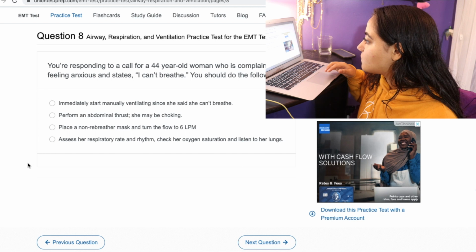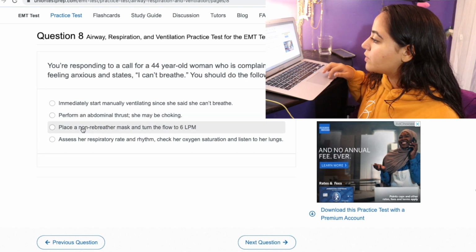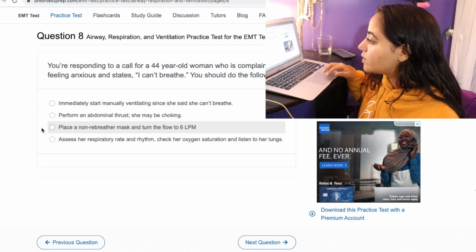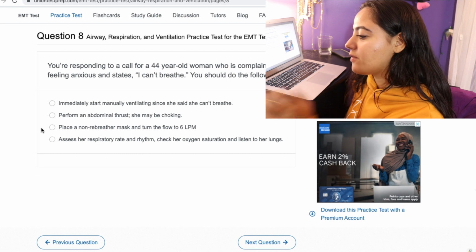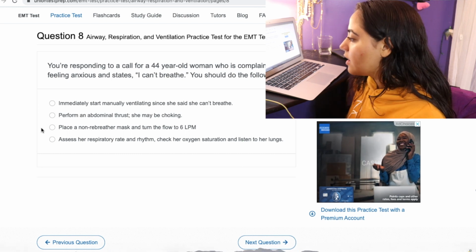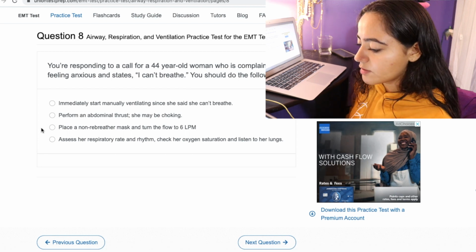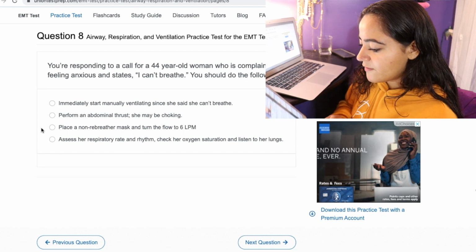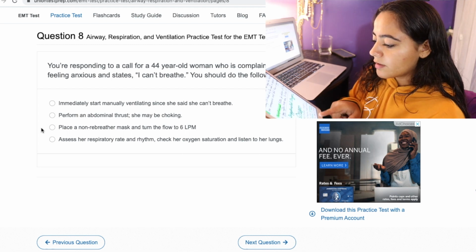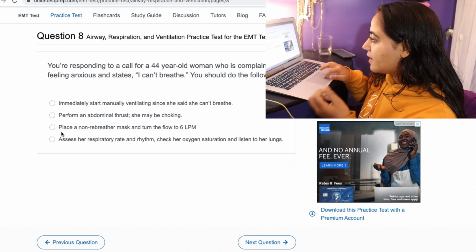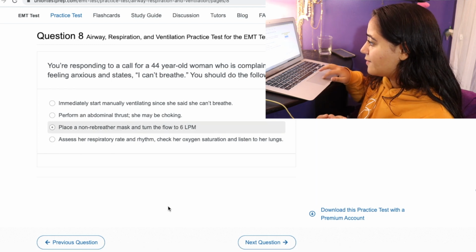I'm gonna go with the non-rebreather one because even though I do think the flow is low, maybe that is normal for the non-rebreather. If she can't breathe, the first thing you should do regardless is always oxygen. So let me see if I have it in my notes, how much the non-rebreather should be. See, non-rebreather is 12 to 15, yeah, I was right. Okay, so I'm just gonna go with the non-rebreather because, you know, oxygen first.